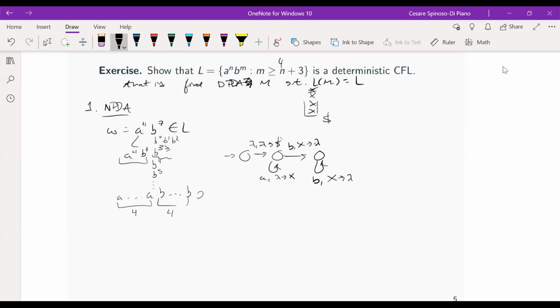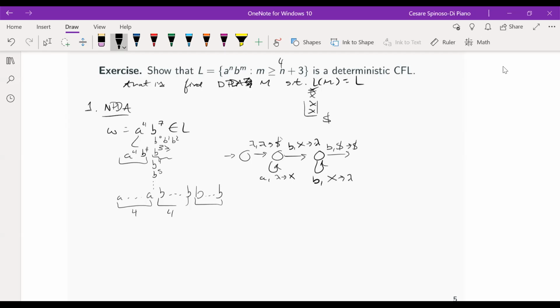You need to have more B's. You need to have at least 3 more B's. So what do you need to do? You're actually forced to read a $ sign, to read a B and then read a $ sign at the top of your stack, right? So, okay, so far it's actually not looking like it's an NPDA.